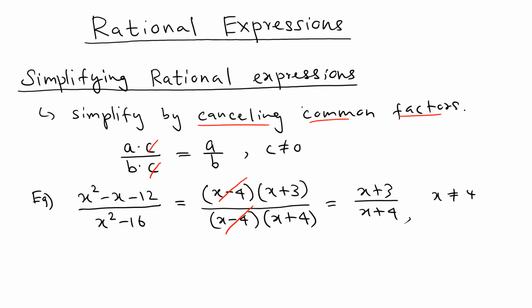So you can try this as a problem: 3x squared minus x minus 2 divided by 5 minus 4x minus x squared. So you can try this as a practice problem. So let's look at the next type.